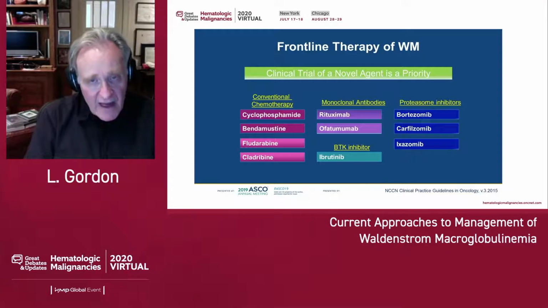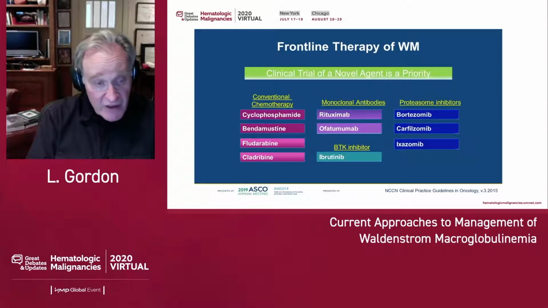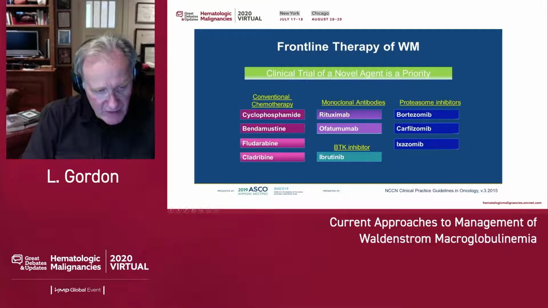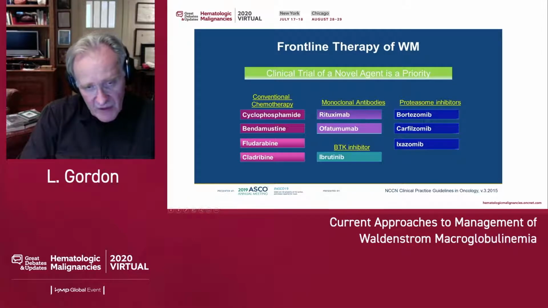We think frontline therapy still should be investigated. There are conventional chemotherapy approaches, like cyclophosphamide, bendamustine; fludarabine is active, cladribine is active. I think these are not used much anymore. Monoclonal antibodies, either ofatumumab or rituximab. I don't think that obinutuzumab has been investigated to any great degree, but maybe should be.